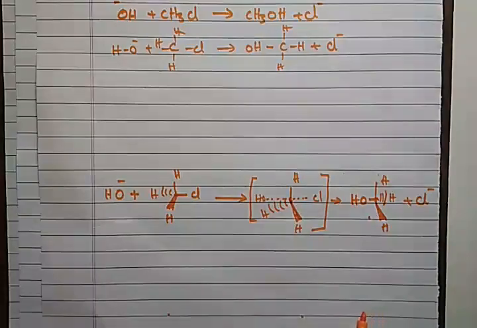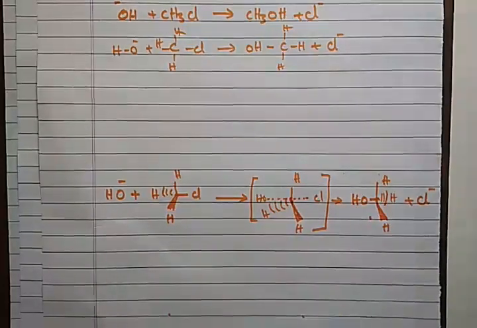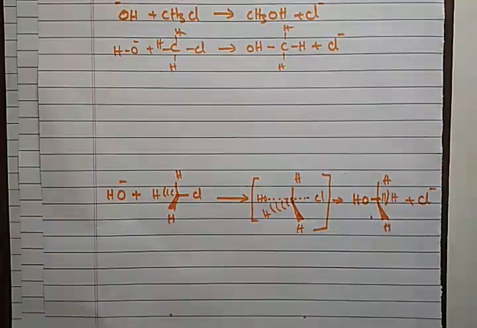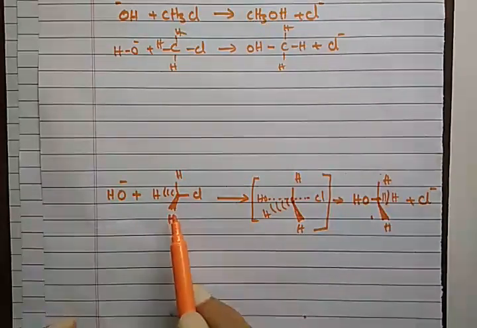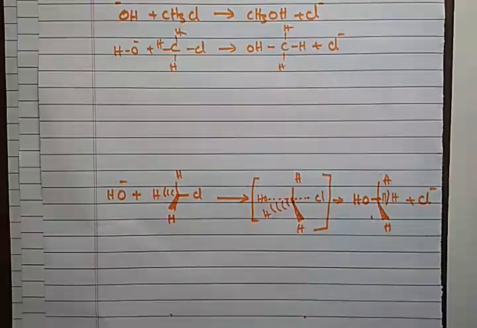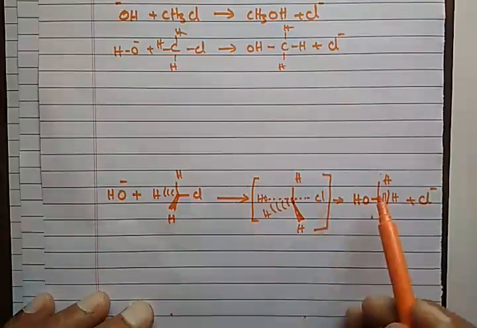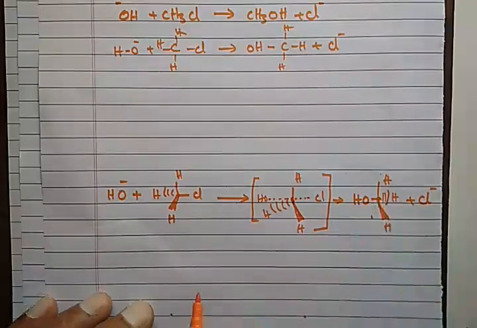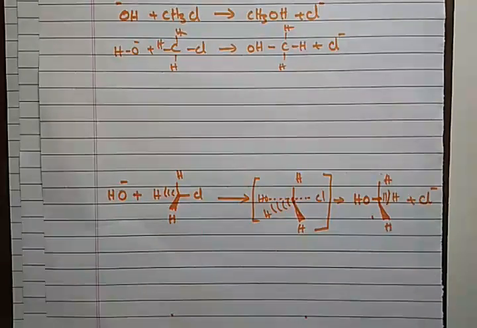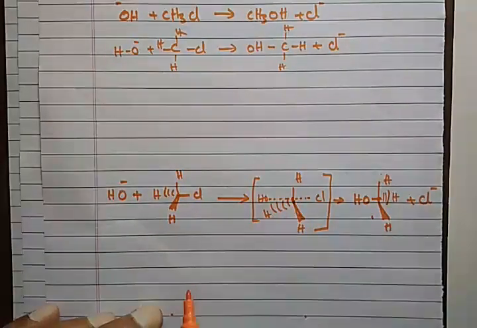So here, the steps are like this. I will read and explain. The incoming nucleophile interacts with this alkyl halide, causing the carbon-halide bond to break while forming the new carbon-OH bond. Okay, this bond breaks and this bond forms. So these two things happen simultaneously.